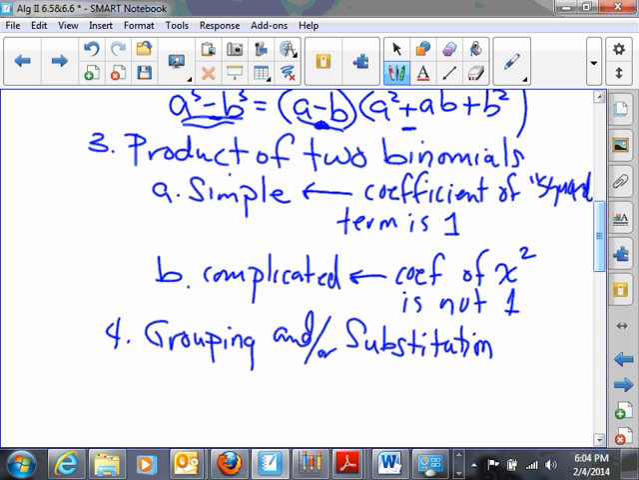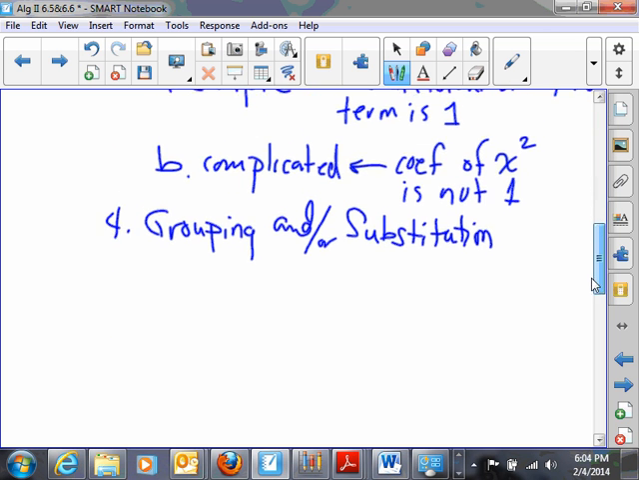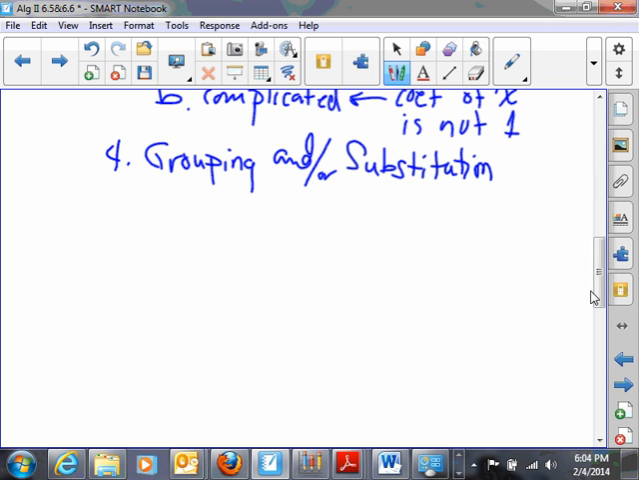Now, you're going to see examples of grouping and substitution in the solution videos, and you've seen grouping already in the Dorset method some, but let me give you one example. Let's say you have AC plus BC plus AD plus BD, and the directions are to factor this.